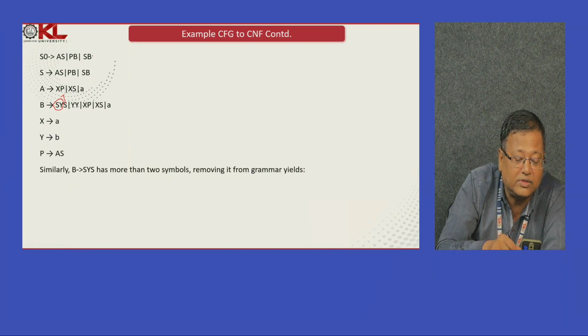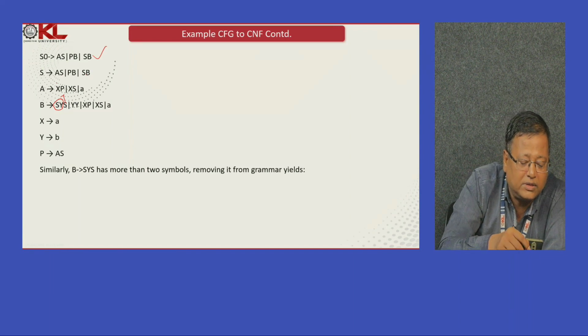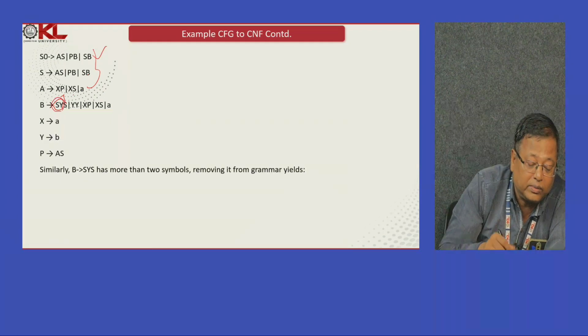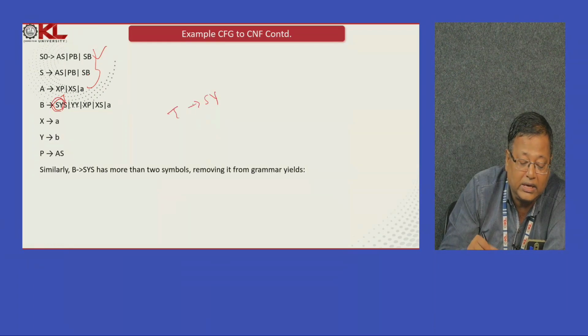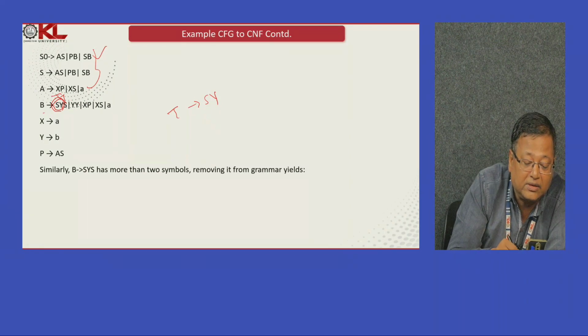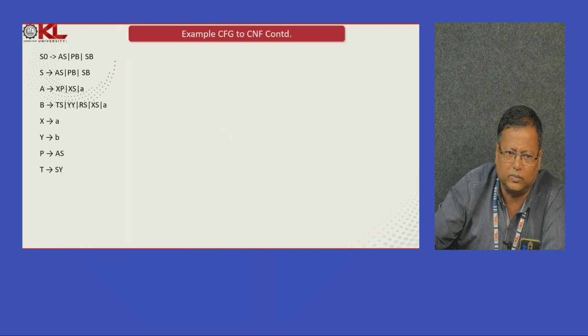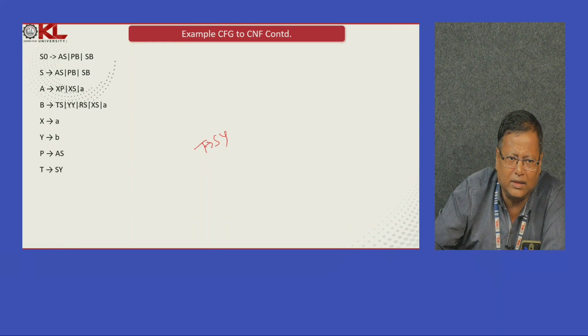S derives AS, S derives PB and S derives SB. Next production is S derives XP or S derives XS, S derives a. These are under the Chomsky normal form. Here if you add T derives XY, then B derives TS, B derives YY, or XP or XS or a, this is also in the Chomsky normal form. So all are in the Chomsky normal form.